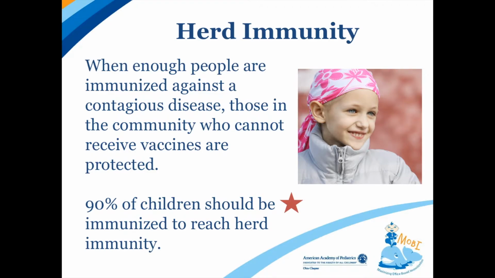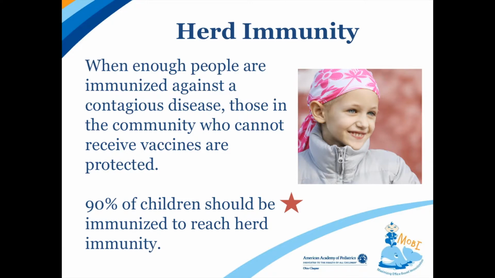Immunizations don't only protect you as an individual or your child, they actually protect all of the people in the community. So when enough people are immunized against a contagious disease, those in your community that cannot receive it can also be protected. It takes about 90% of children to be able to reach herd immunity.